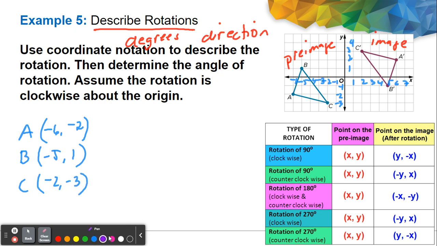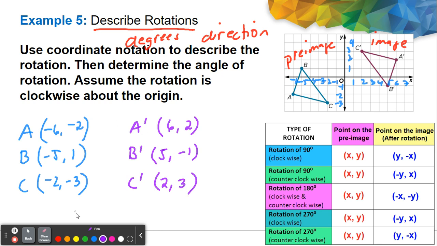Let's do the same thing with our image. A prime, we have 6 and 2. B prime, we have 5 and negative 1. And then C prime, we have 2 and 3. Now I would like you to observe our X and Y. Take a look at our X and our Y.